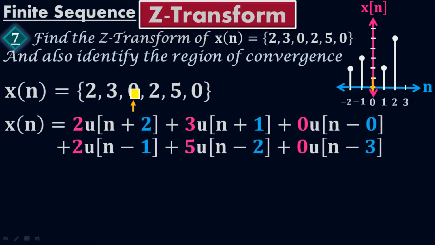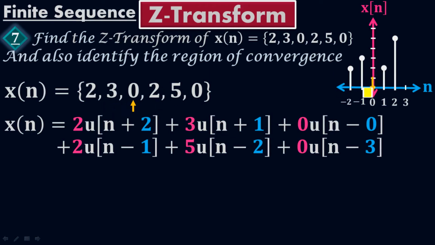We know that if the magnitude is 0, everything will be 0 for that sample. So 0 times u of n minus 0 will be 0. This term equals 0. This term equals 0. I am left with only these 4 samples. 1, 2, 3, 4. So you're going to play only with the 2, 3, 2, 5.